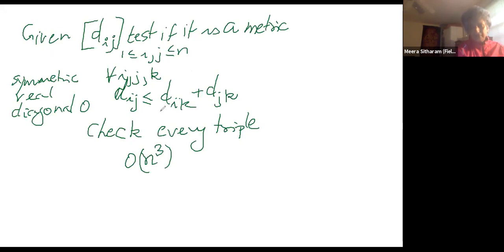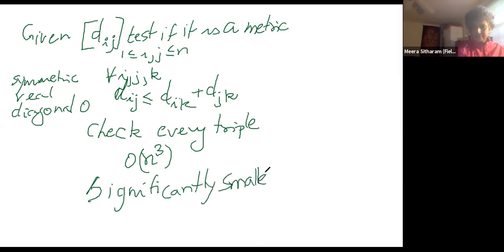So now the question to you is, is it the case maybe that some of these inequalities, once you have checked them, automatically imply the others? So in other words, is it possible that you don't need to check every ordered triple, that there is a significantly smaller subset of checks that you can make?